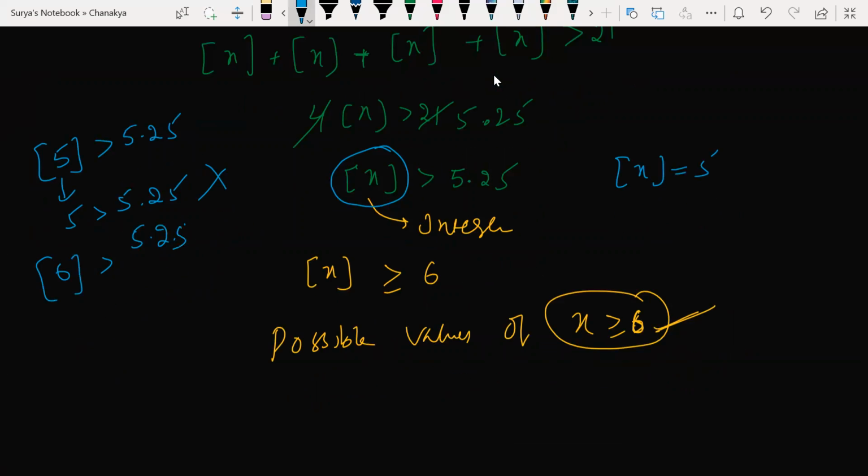Any doubt, guys? It should be 6 only. Step of 6 is what? Step of 6 is 6 only. So 6 is greater than 5.25. That is how I took 6 here.